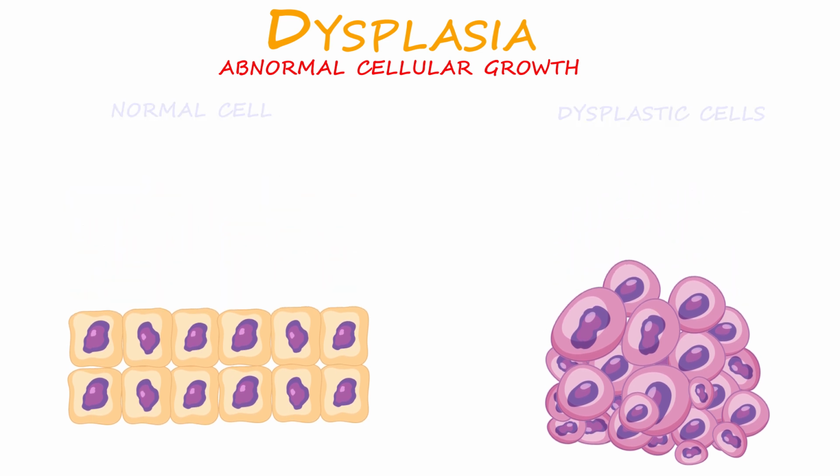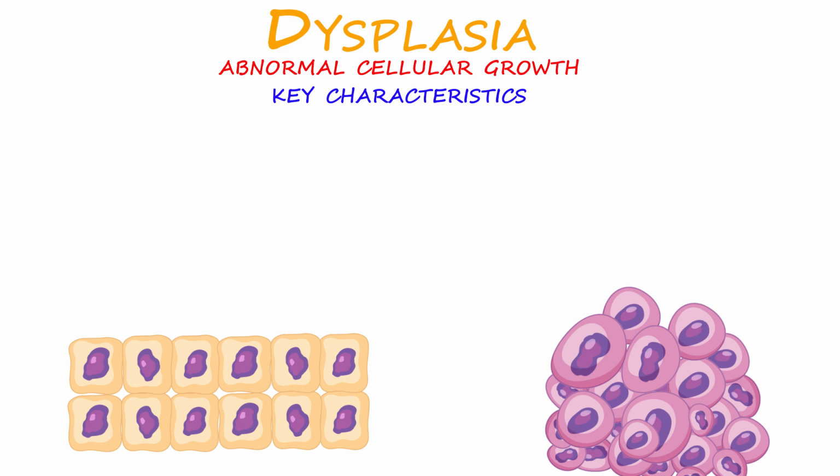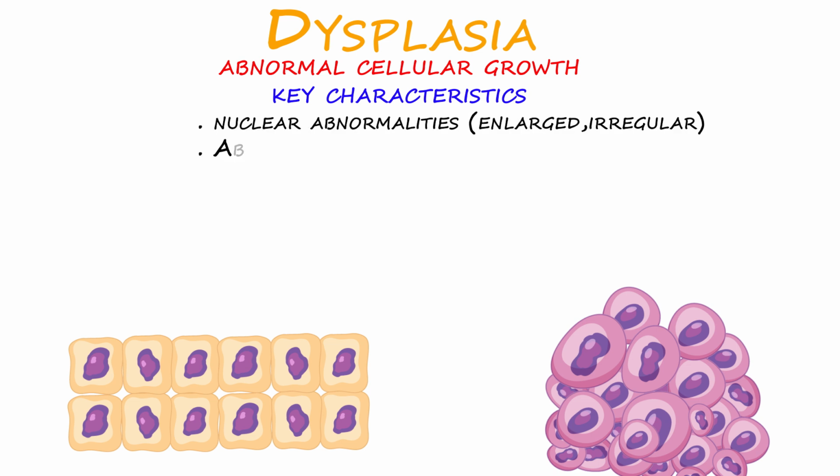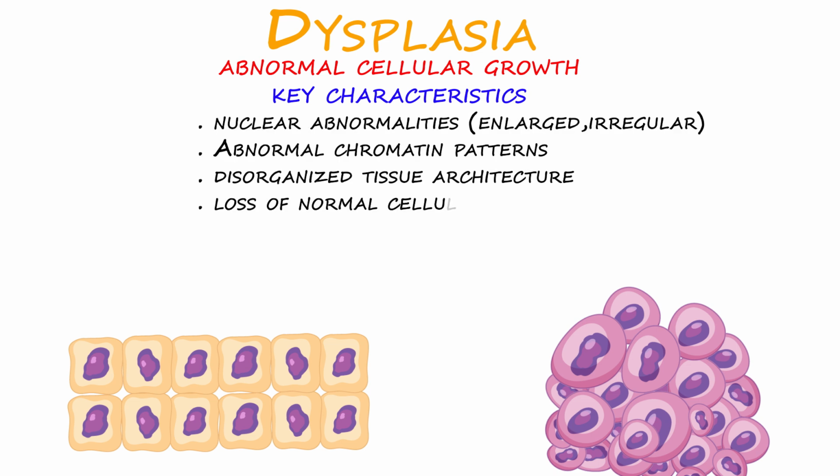Dysplastic cells exhibit several key characteristics. These include nuclear abnormalities, such as enlarged nuclei and irregular nuclear membranes. Abnormal chromatin patterns appear within the nucleus. The tissue architecture becomes disorganized, and there is a loss of normal cellular orientation and maturation.